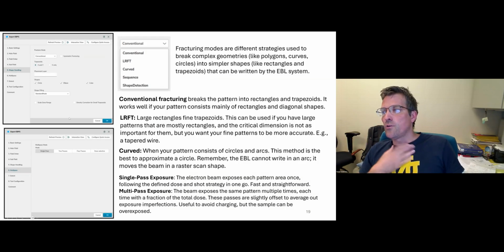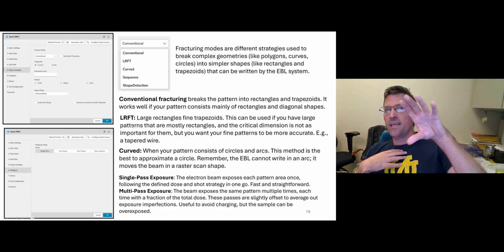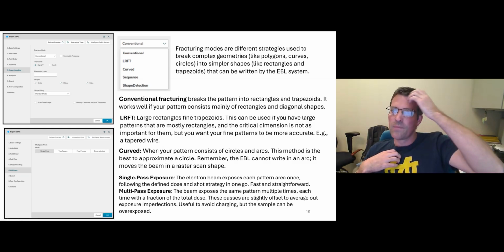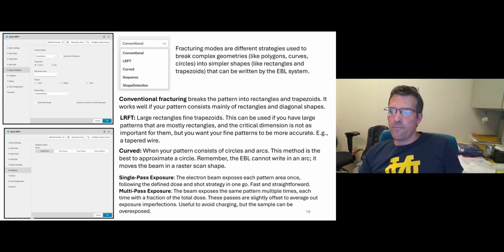Now, the other part that you have to consider is how you fracture the sample. When the E-beam exposes the sample in a main field, it breaks down each of your patterns into small subfields, usually a few microns, and then fills those patterns separately. Basically, we have three mostly used fracturing methods. There is the sequence and the shape detection, which is very rarely used, and the conventional fracturing that breaks your pattern into rectangles and trapezoids.